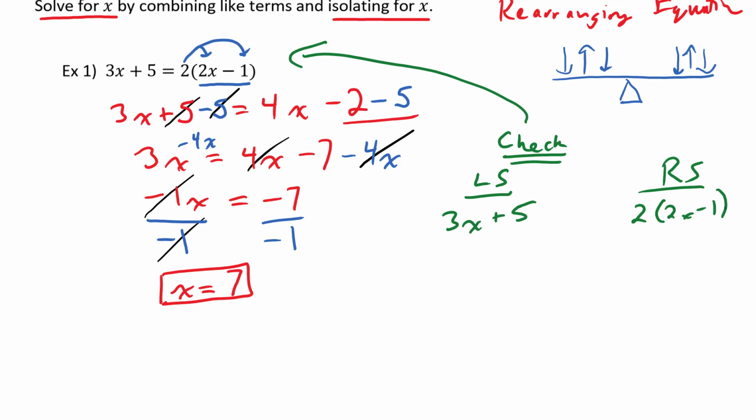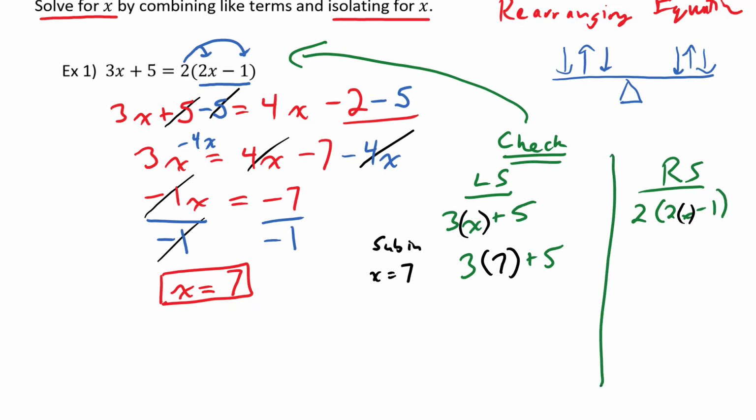Very important. What I then do, I substitute in what x is equal to. So I'm going to sub in x is equal to 7. Substitution means I'm going to remove any place there's an x and put in its place the 7. So I have an x here, and I have an x here. So let's substitute that in. 3 times 7 plus 5 on one side. These are separate. Don't combine them. I have 2 times 7 minus 1.